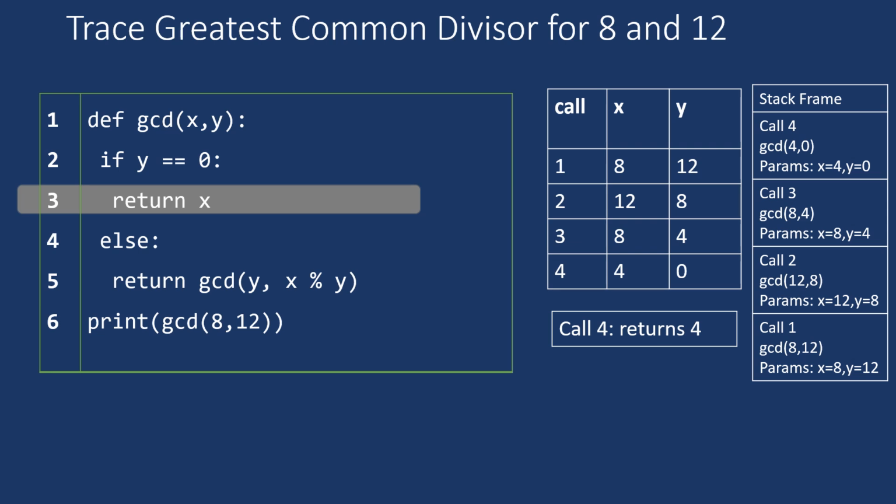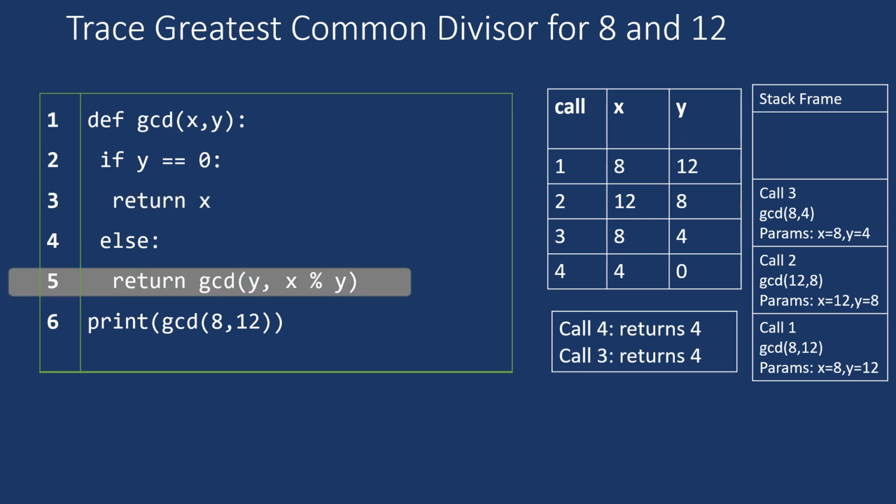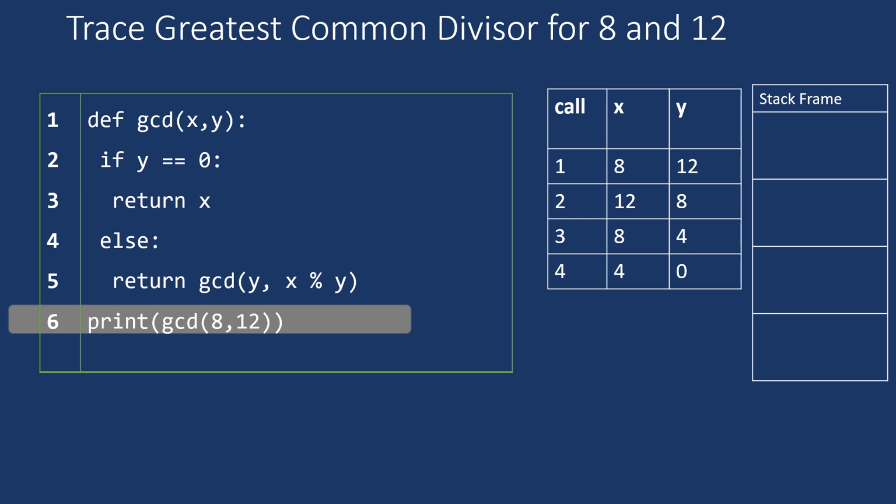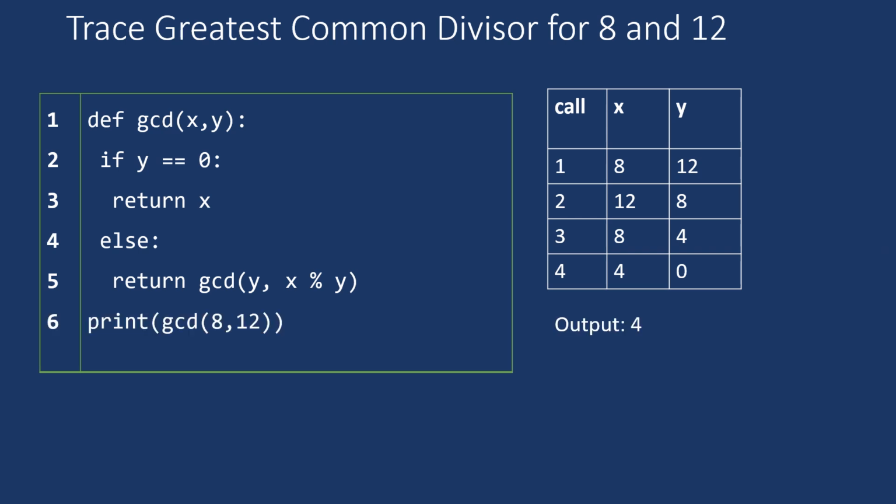And as we go up through each of the functions, we're now returning the value of 4. So now call 3, we're returning the value of 4 again. Similarly, call 2, we're returning 4. Call 1, we're returning 4. And then we print that out and it gives us an output of 4. So this has given us what we expected at the start, a value of 4. So that has worked out nicely for us.